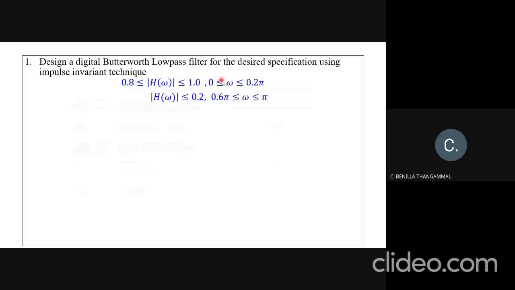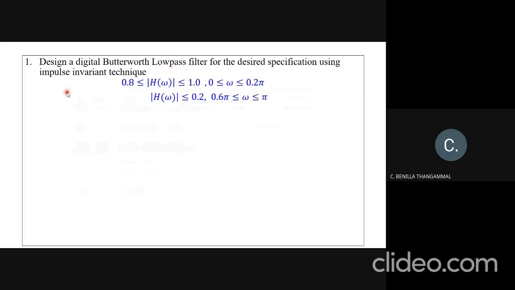So this 1.0, this 0 and this pi are going to be constant for all the problems. From this you have to check it's a Butterworth, because you have Chebyshev too. So you have to make sure it's a Butterworth and what they ask you to design. Here they ask you to design a prototype low pass filter.